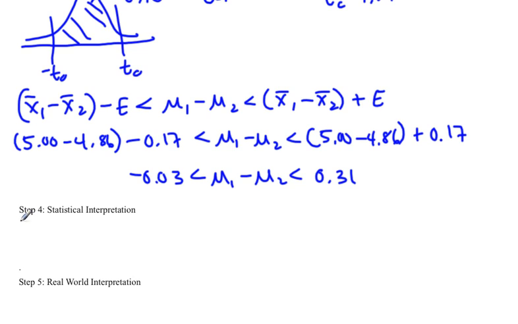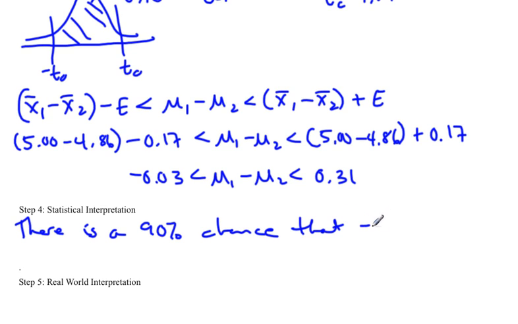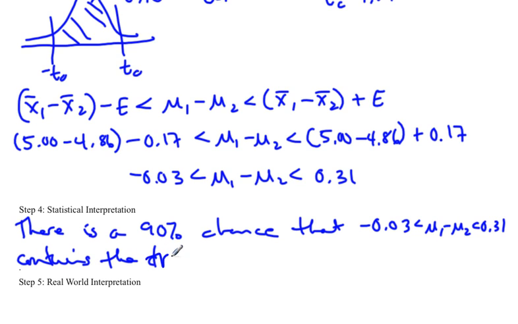This was a 90% interval, so there is a 90% chance that the interval, negative 0.03 less than mu1 minus mu2 less than 0.31, contains the true difference in the means.